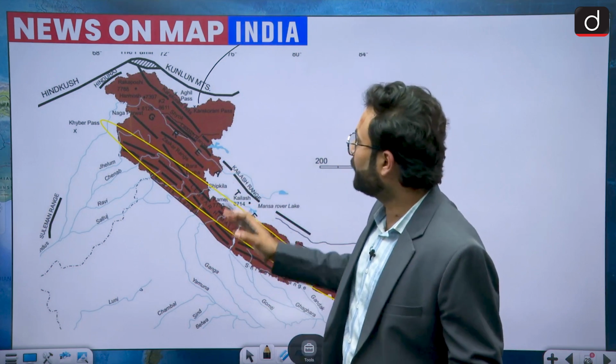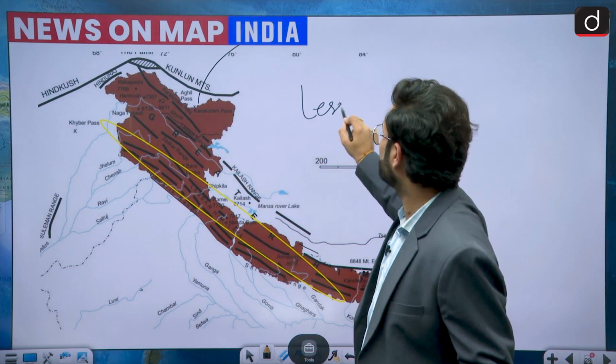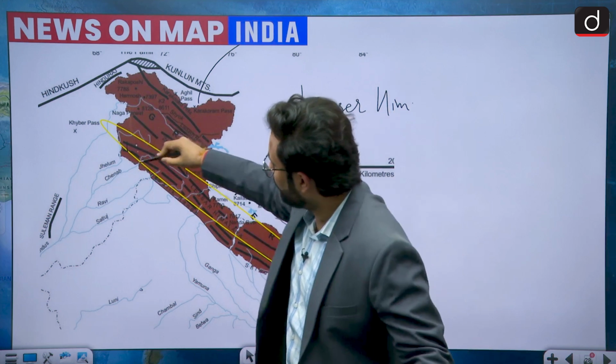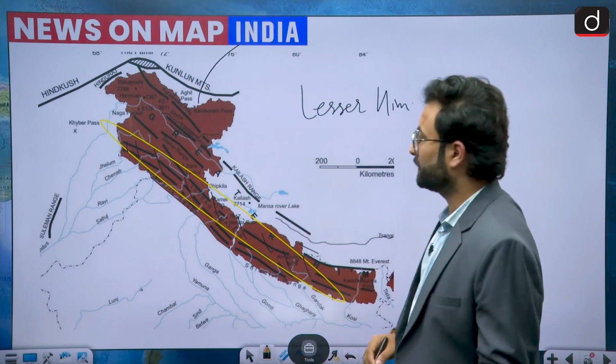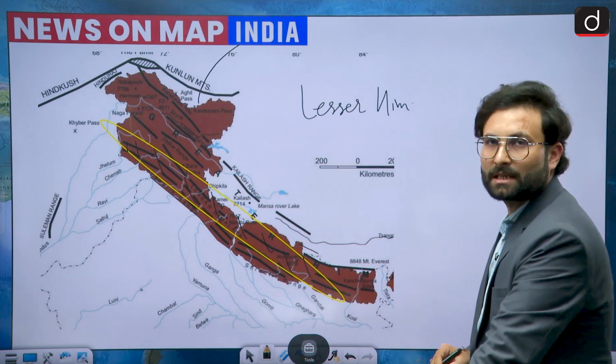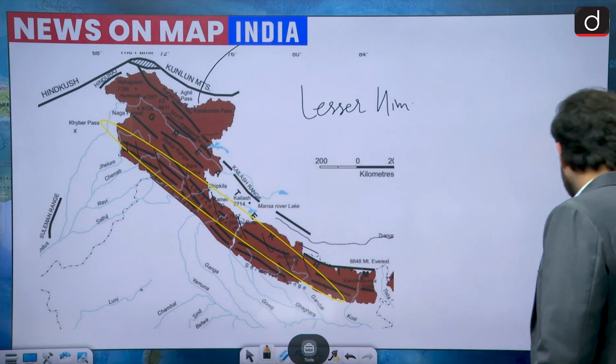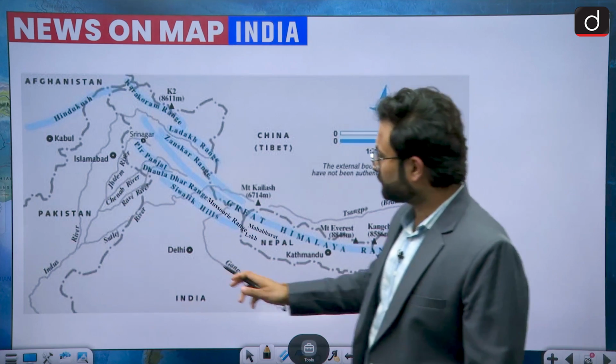When we are talking about the Lesser Himalayas, this portion which I have marked with the yellow circle is your Lesser Himalayas. There are various ranges in this particular area. We will see. Here you can see.